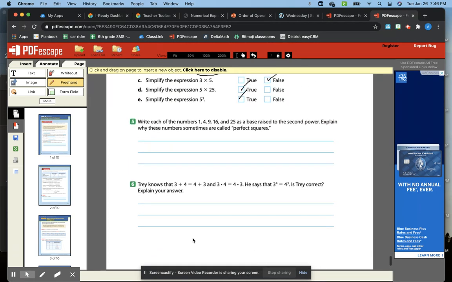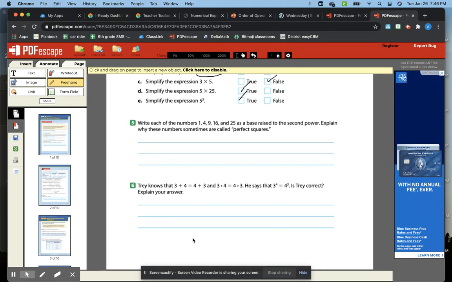2 more problems. So write each of the numbers 1, 4, 9, 16, 25 as a base raised to the 2nd power. Explain why those numbers are sometimes called perfect squares. Okay, so what it's asking you to do is, what can we multiply by itself to equal that number? And we're going to the 2nd power, so it's going to be something times something equals that number, and it has to be the same thing or else it wouldn't be the exponent.